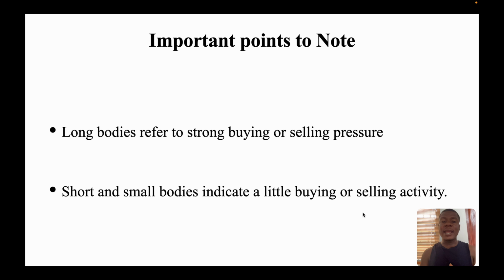Now, I've already explained this. Long bodies refer to strong buying or selling pressure, and short and small bodies indicate little buying or selling activity. So that is the size of the candle. Now when it comes to the shape, we have different shapes, and each shape tells you what is happening between the buyers and sellers in the market.